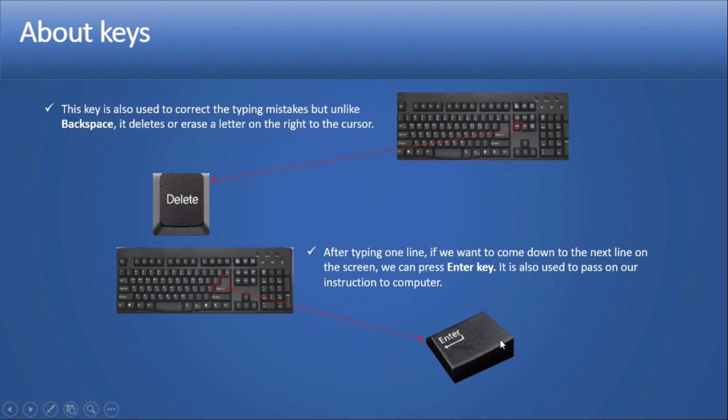Next special key is the enter key. After typing one line, if we want to come down to the next line on the screen, we can press the enter key. It is also used to pass our instructions to the computer. So children, after typing one line, if we want to move to the next line, we can press the enter key. And also, when we press the enter key, it is used to pass instructions to the computer.